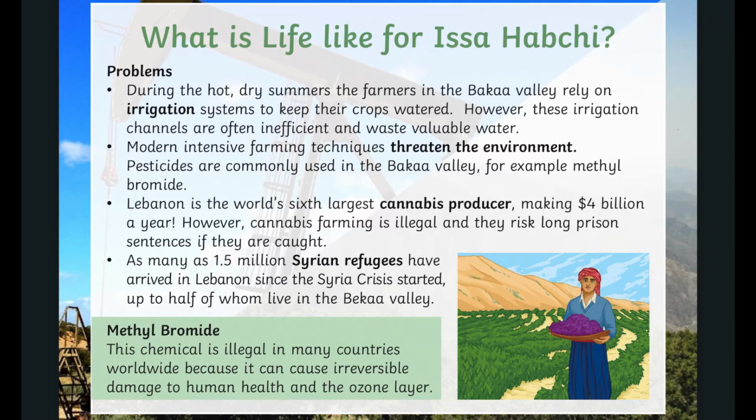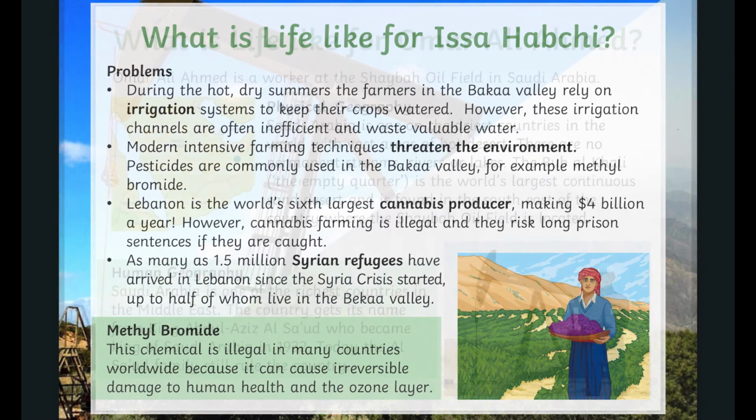Also, as many as 1.5 million Syrian refugees have arrived in Lebanon since the Syria crisis started about 10 years ago. Up to half of these refugees are now living and working in the Bekaa Valley.